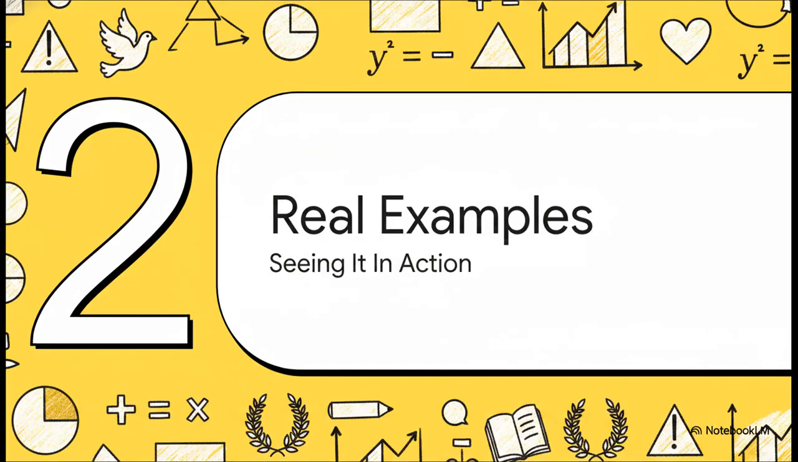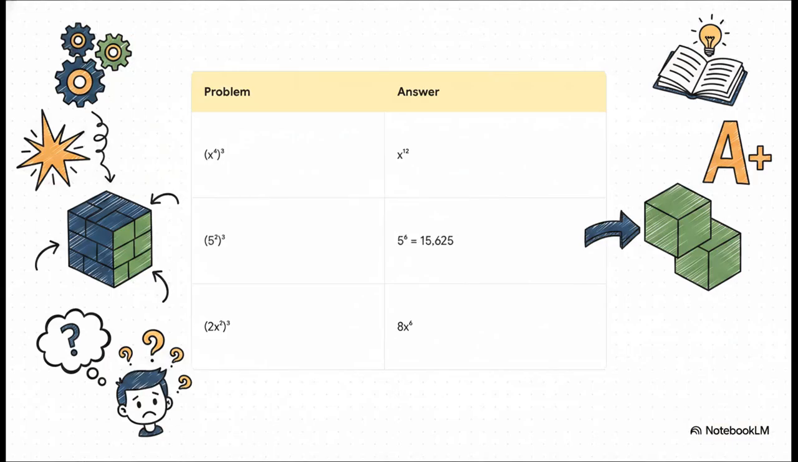Section 2. Real examples in action. Let's look at how this rule handles whatever your algebra or science homework throws at you. Check out row 1, x to the 4th cubed. Multiply the 4 and the 3, and your simplified answer is x to the 12th.